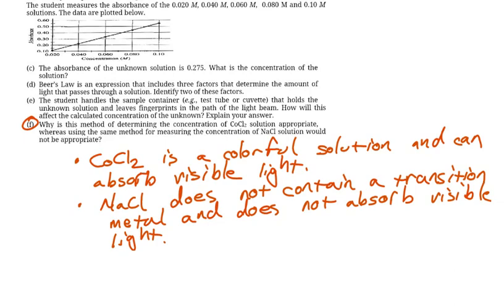So here's my answer. Cobalt chloride is a colorful solution and can absorb visible light. That's important for colorimetry, because we're using visible light here. Sodium chloride does not contain a transition metal and does not absorb visible light. So therefore we can conclude it will not work here.